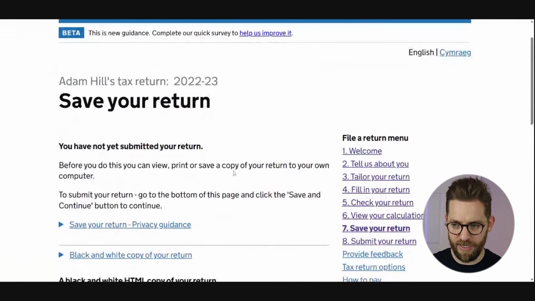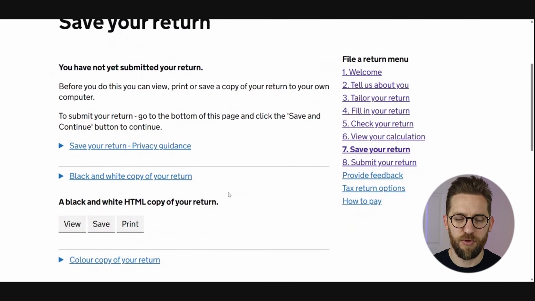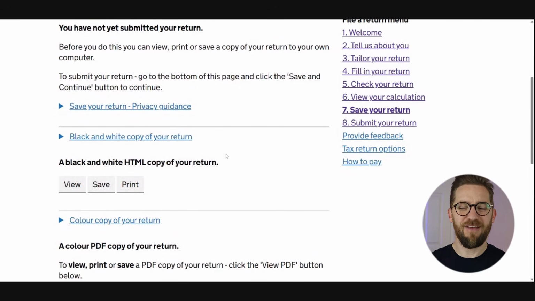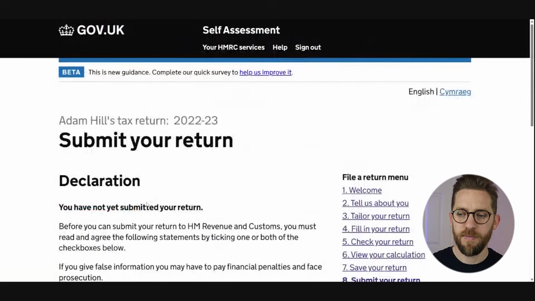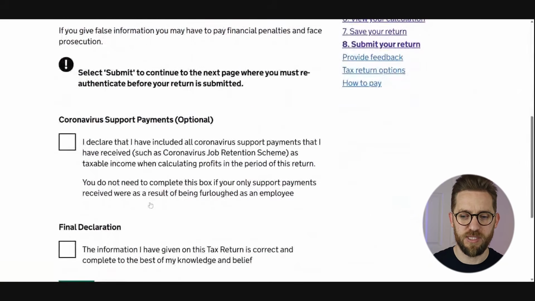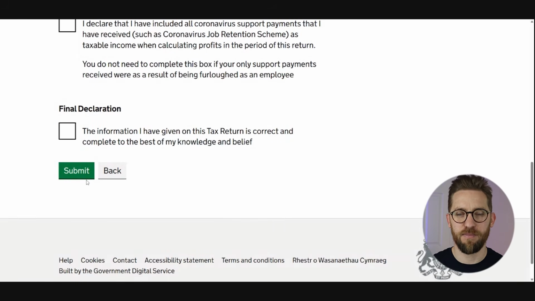You can print this calculation if you want to. I'm also presented with the option of saving and printing the full return here, although I never normally print the return at this point because you'll always have access to it as you log back into your government gateway account. You'll have to make a declaration before you submit your return that you are happy that you've declared all COVID support payments and that all the information on your return is accurate to the best of your knowledge. And from there, you can then submit by clicking submit and entering your government gateway ID and your password again.